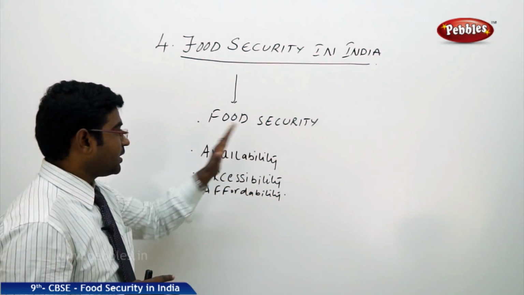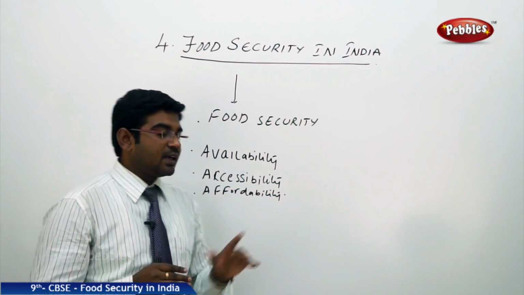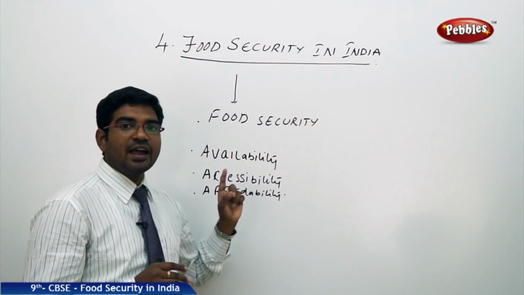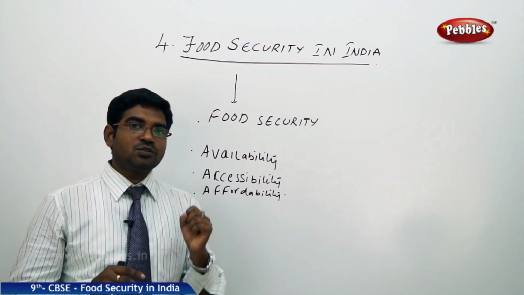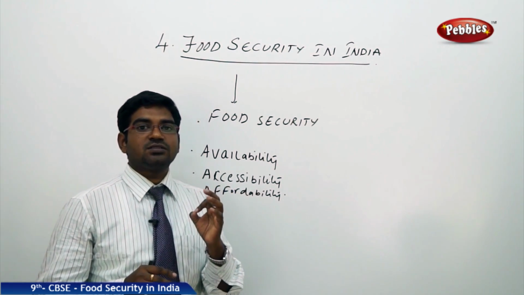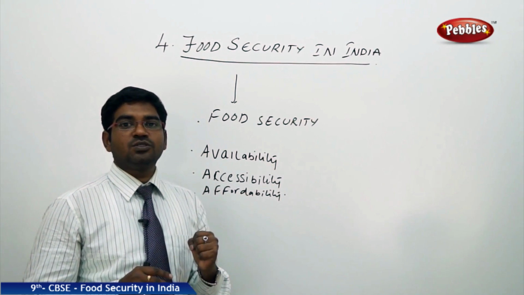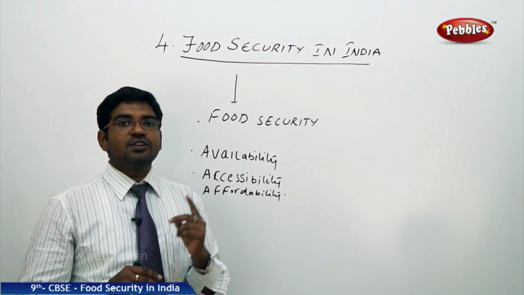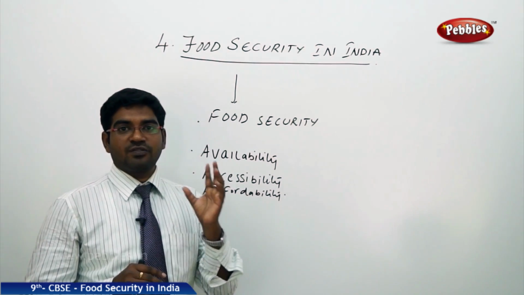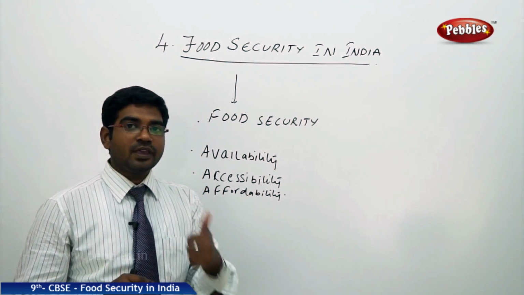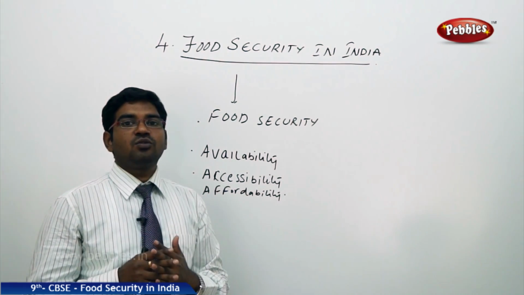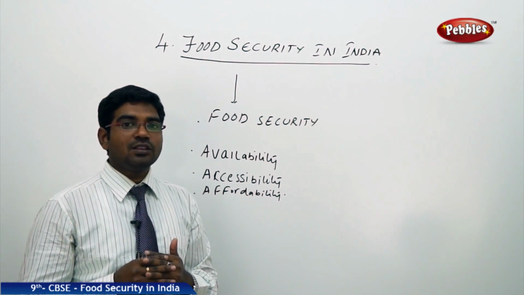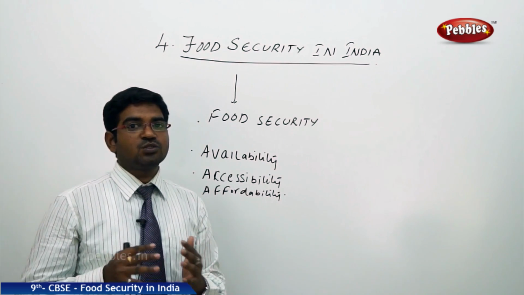So food security in simple terms means availability, accessibility, and affordability. One, everybody has to get the chance to obtain food. Second, it should be at a reachable cost for everyone. Just as air is important for all of us, in a similar way, food is also very, very important for all the human beings who are staying in this world.